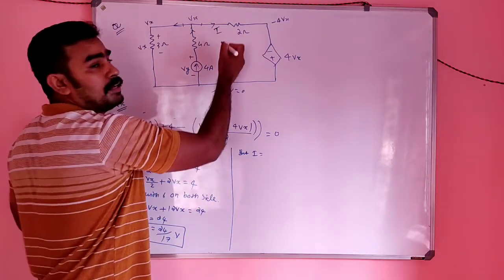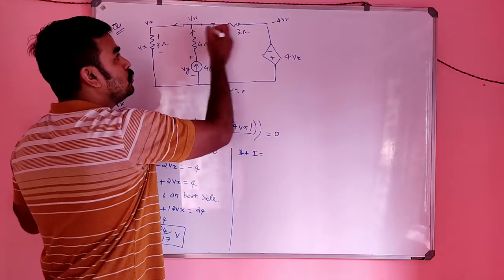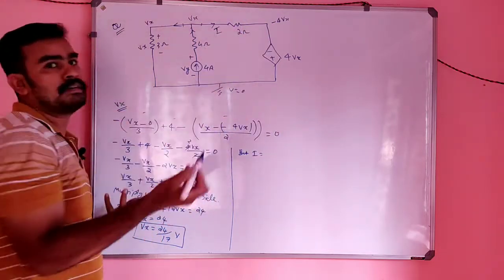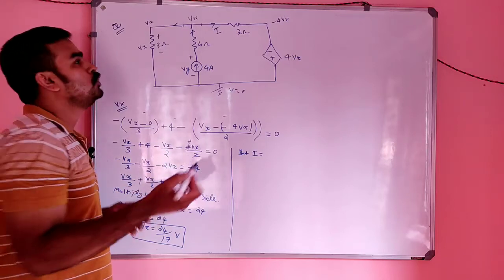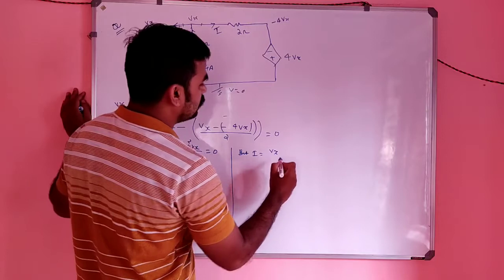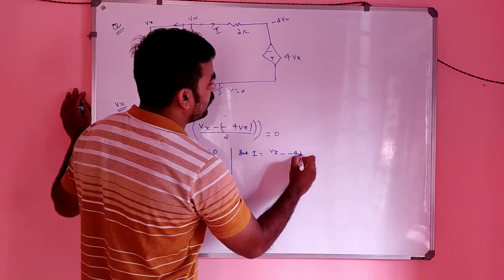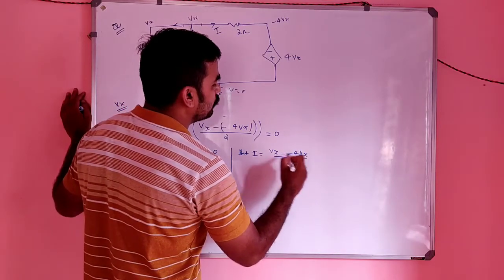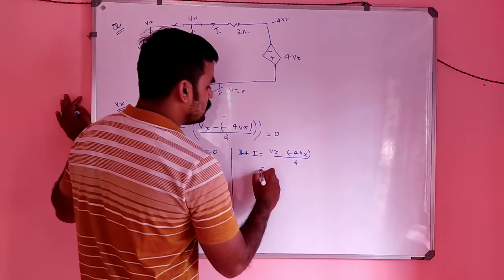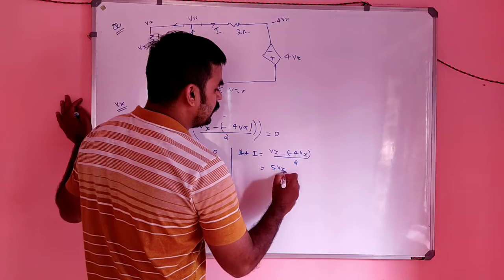Because this is a circuit, the two sides of the resistor are connected to different potentials. So the difference in potential divided by that resistance will of course be the value of current. So I will be equal to Vx minus 4Vx divided by 2, right? So it is simply 5Vx by 2.